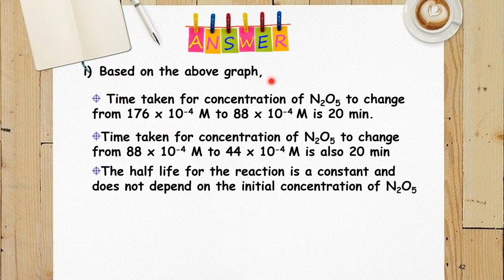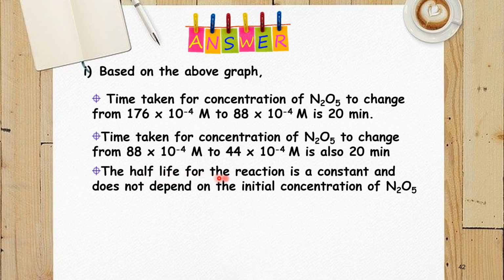Okay, based on the above graph, the time taken for the concentration of N2O5 to change from 176 times 10 power negative 4 molar to 88 times 10 power negative 4 molar is 20 minutes. Okay, so this is referred to as the first half-life. Time taken for the concentration of N2O5 to change from 88 times 10 power negative 4 molar to 44 times 10 power negative 4 molar is also 20 minutes. This is the second half-life.